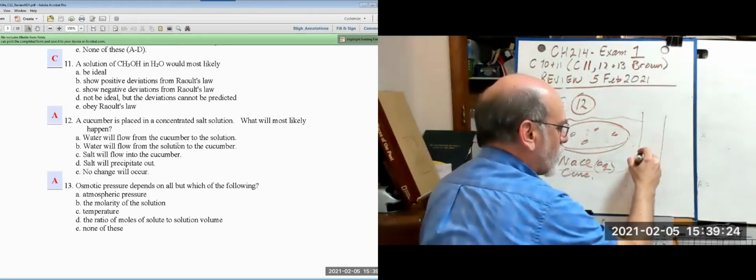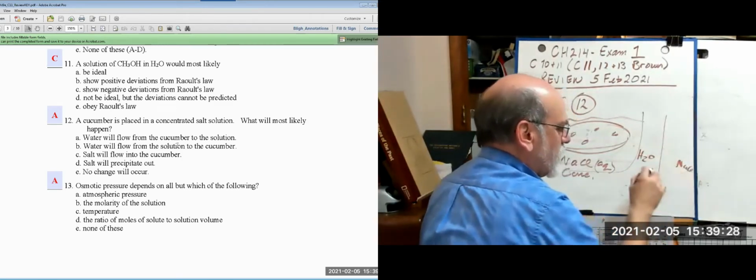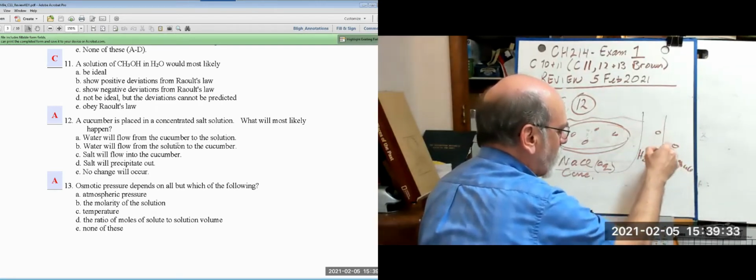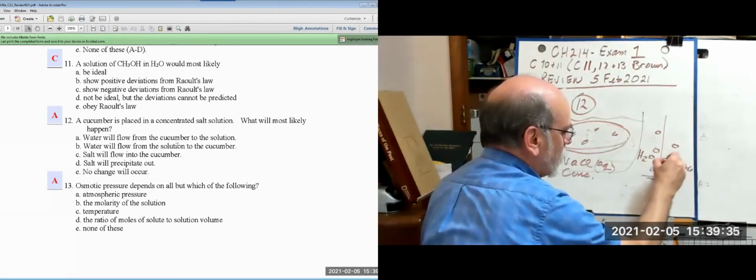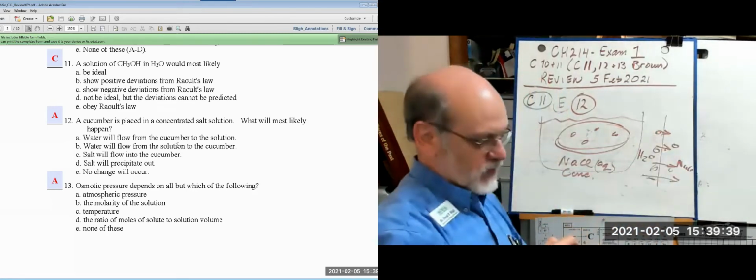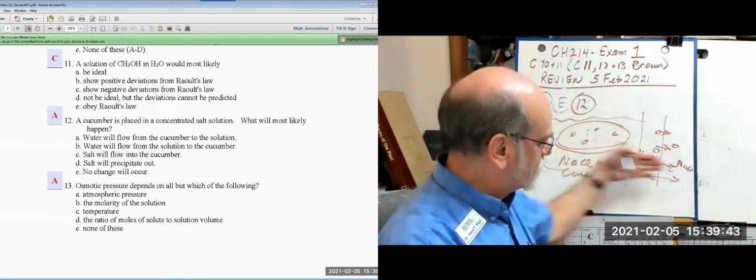If you've got pure water over here, and you've got sodium chloride over here, then you have fewer sodium chloride molecules here and more here, going that direction. Okay? The osmotic pressure then is in this direction.